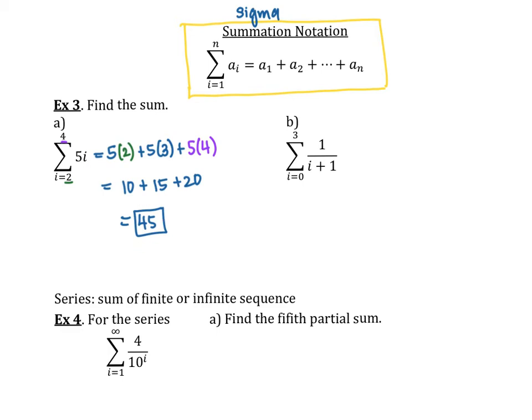For B, I'm going to do the same thing. They gave me a formula. They want me to start with i equals 0 and add up all the terms until I get to i equals 3. So I'm going to plug in i equals 0, i equals 1, i equals 2, and i equals 3. Then I'm going to add all those results together. Let me start out by plugging in 0, plug in 1, plug in 2, plug in 3, then that's the last term I'm going to add up.